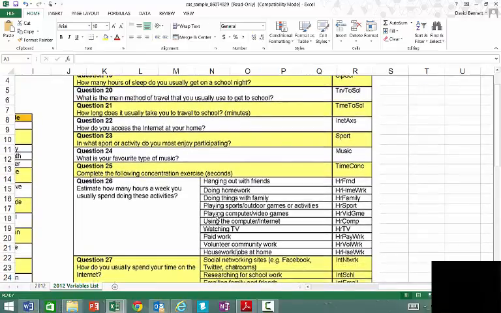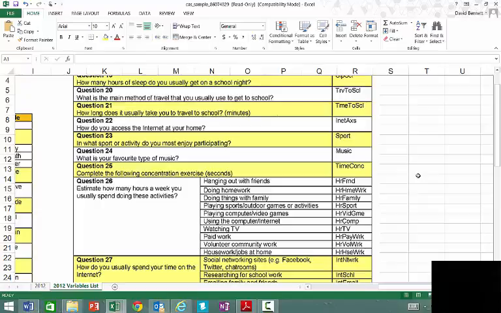Right? So I have to do one categorical and one numerical type question to investigate. Here's an example, might be question 20: what's the main method of travel that you usually get to school? That will give me things like walk to school, catch a train or a tram, go by car, go by bus. If you did that sort of question, that would give you something which is categorical.